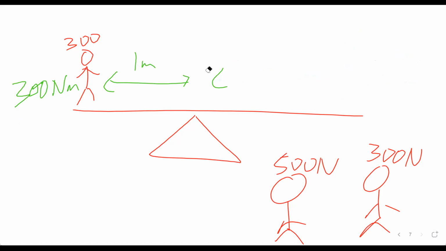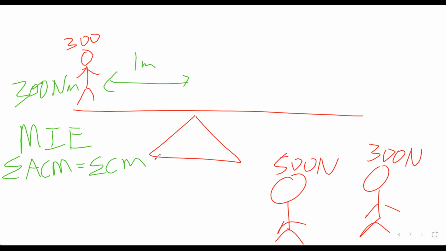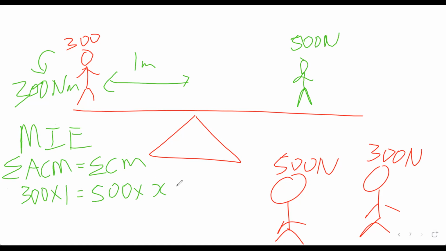I move this guy away from the edge. Guys, pay attention. From here, I know that in order for moments to be in equilibrium, the total anti-clockwise moment must be equal to the total clockwise moment. This formula is very important. If my anti-clockwise moment here is 300 multiplied by 1, and I have one guy standing here, I don't know how far he's standing away, but I know for a fact that he is 500 newtons, it's going to be 500 newtons multiplied by x.